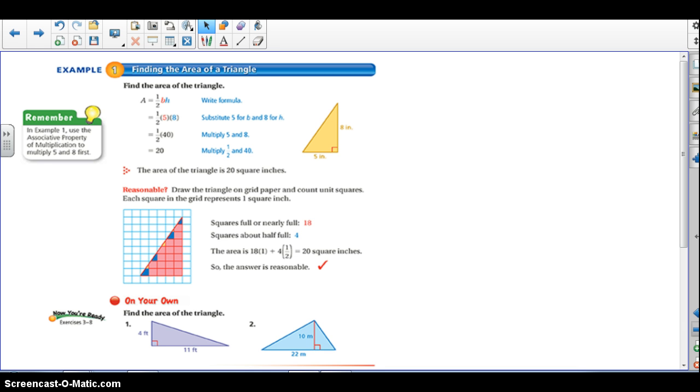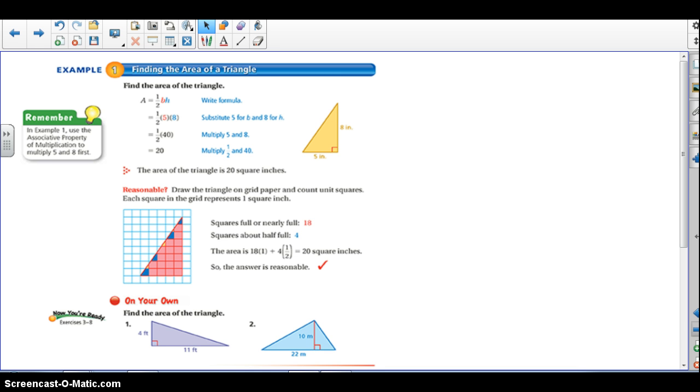5 times 8 is 40. And then half of that is 20. Do not do half of 5, half of 8. You don't need to do it that way. You've got to notice your parentheses. Then you get 1/2 of 40 is 20. You can also multiply 1/2 and 40 and come up with the same answer. So it's 20 square inches.